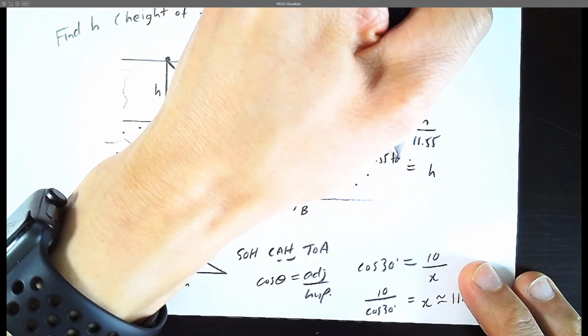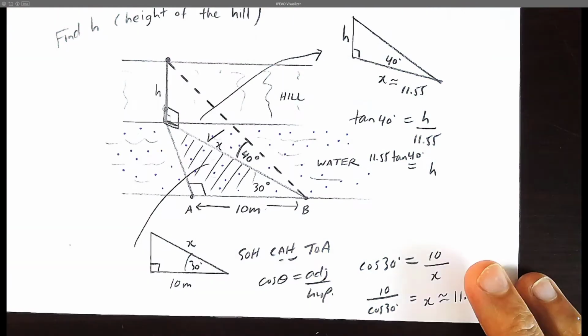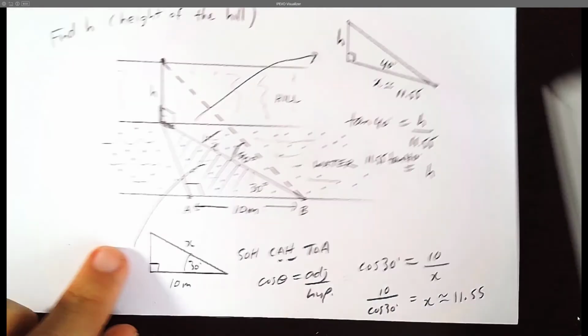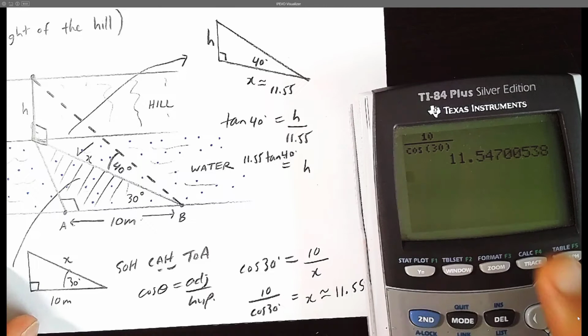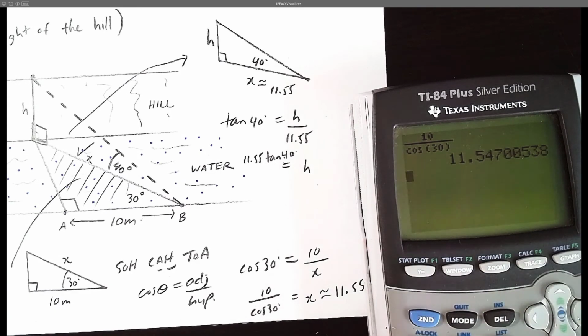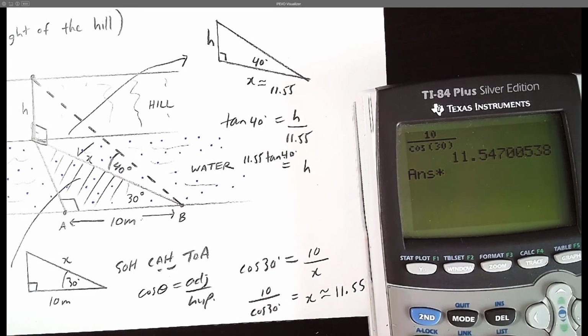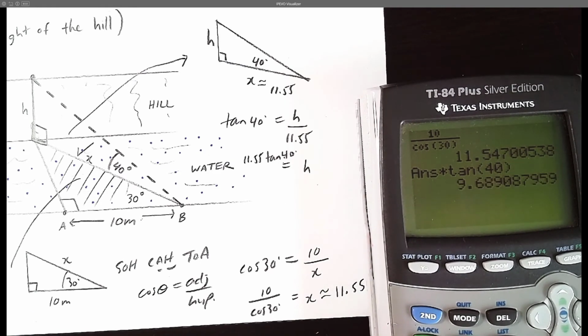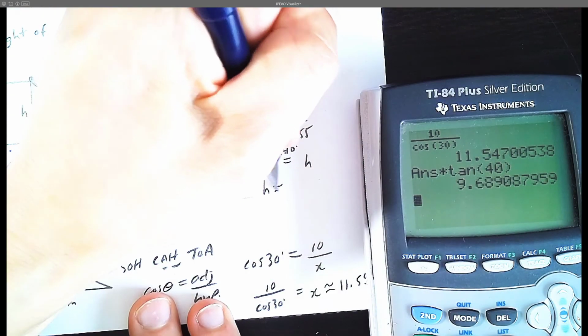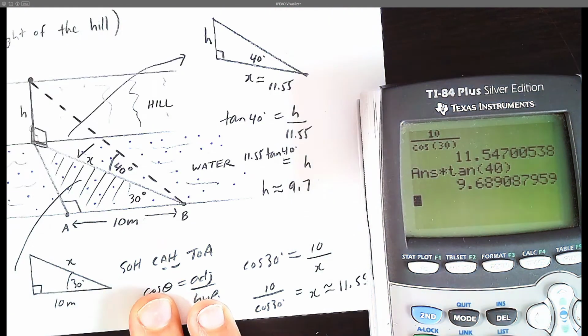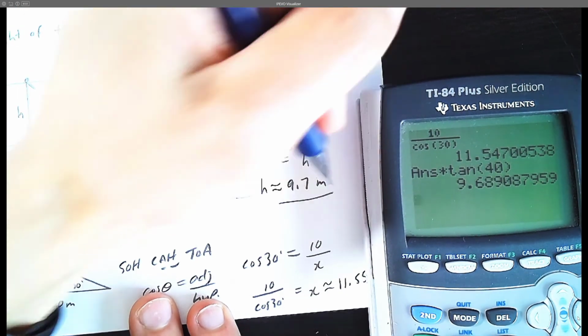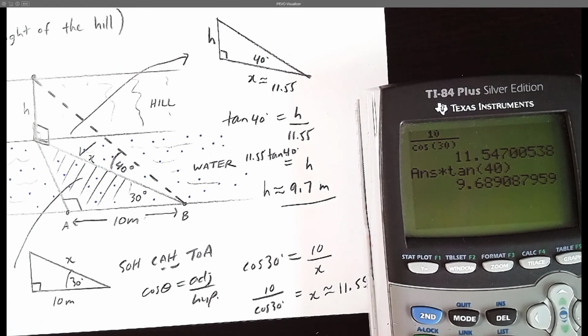11.55 tan 40. So let's take our previous answer on our calculator, which is 11.55-ish, multiplied by tan 40. Enter. So we have h is approximately 9.7 meters. And we didn't even climb the hill. That's great.